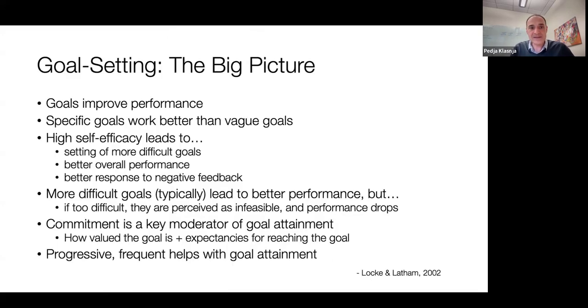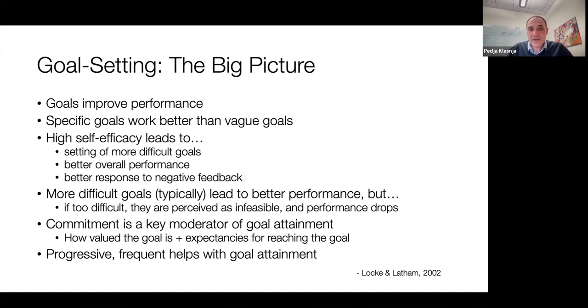As an example, they might read the American Psychologist article from Locke and Latham on goal setting, and learn about the data on what aspects of goal setting matter, right? That goals improve performance, specific goals are better than vague goals, and so on. This is all of the stuff that you guys already know.